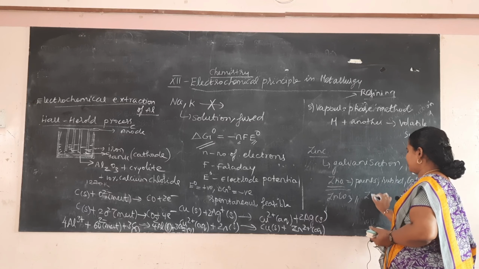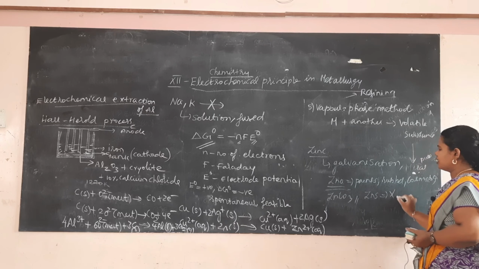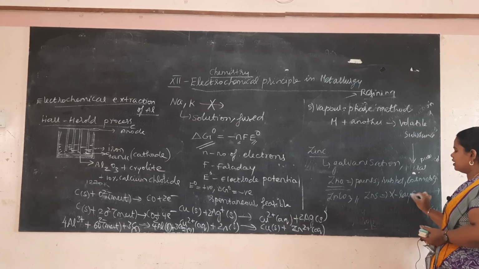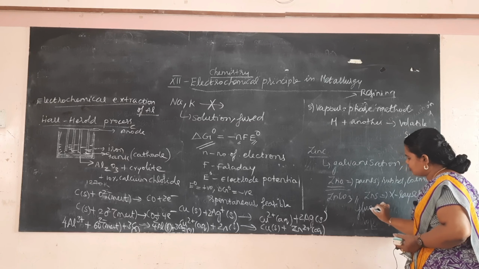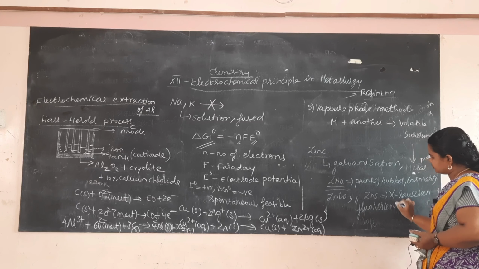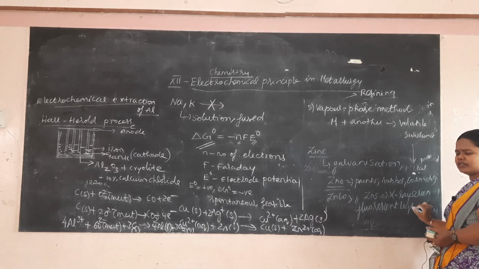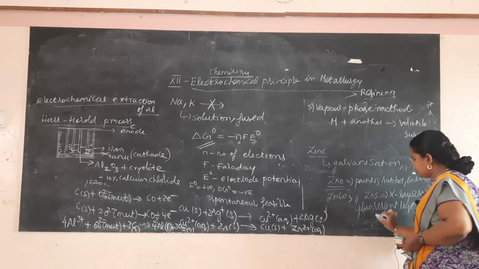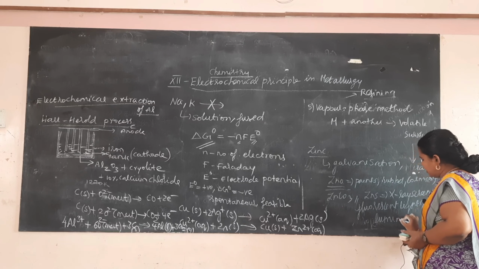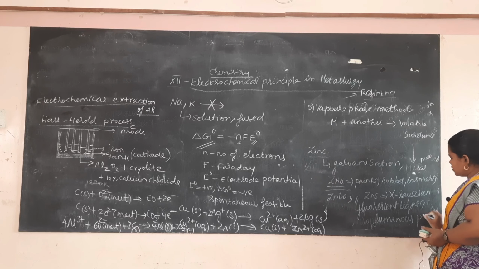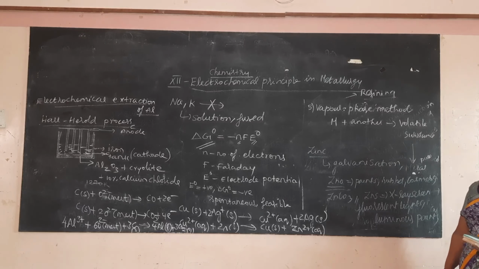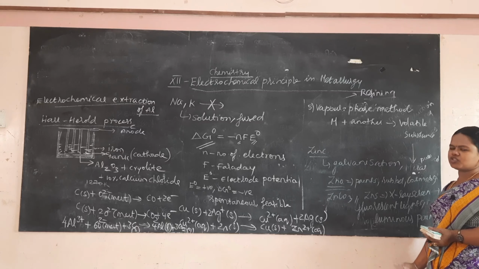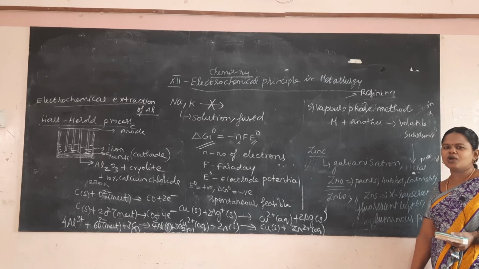Then zinc sulfide. It is used in X-ray screens, fluorescent lights, and as luminous paints. Zinc is also used in automobiles because it is very useful to prevent rusting and corrosion.